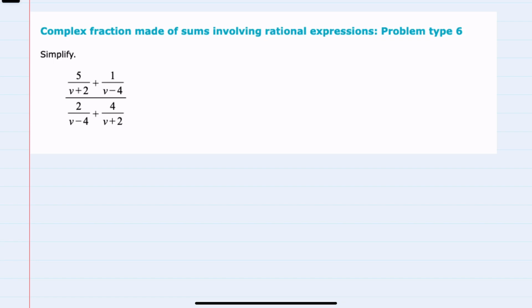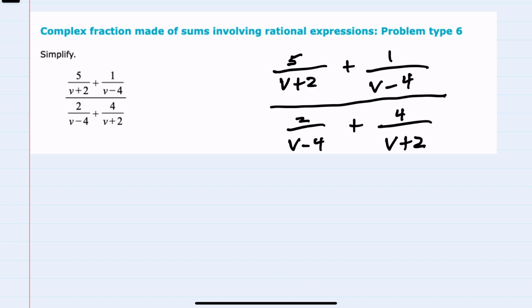In this video, I'll be helping you with the ALEKS problem type called complex fraction made of sums involving rational expressions, problem type 6. We're given this complex fraction to simplify, and we can see that we have fractions in the numerator, we have fractions in the denominator.